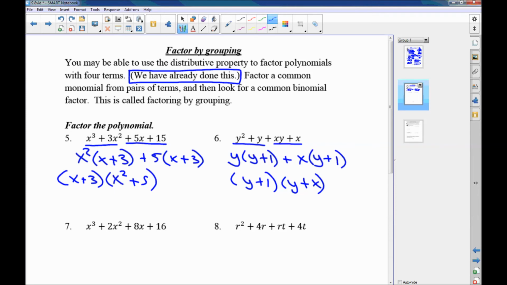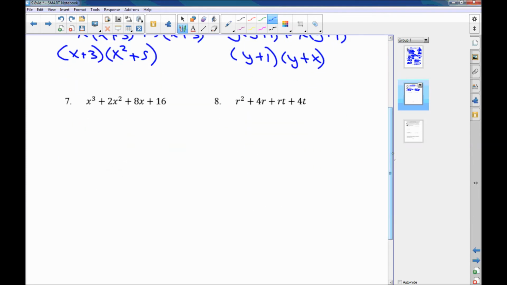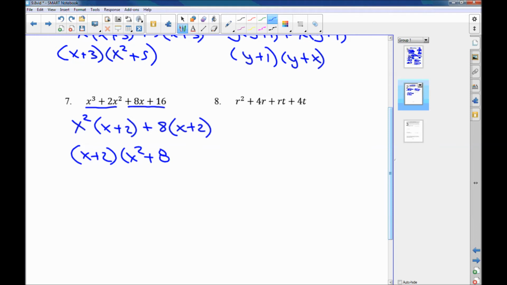All right, number 7. We have x cubed plus 2x squared plus 8x plus 16. Since there are 4 terms, we're going to try our trick of factoring each of the 2 terms separately. In our first 2 terms, we could factor out an x squared, and it leaves behind x plus 2. In our second 2 terms, we could factor out an 8, and it leaves behind x plus 2. Fortunately, all these problems are set up nice where there's a binomial that's the same in both afterwards. And then what gets left behind in our case is x squared plus 8.